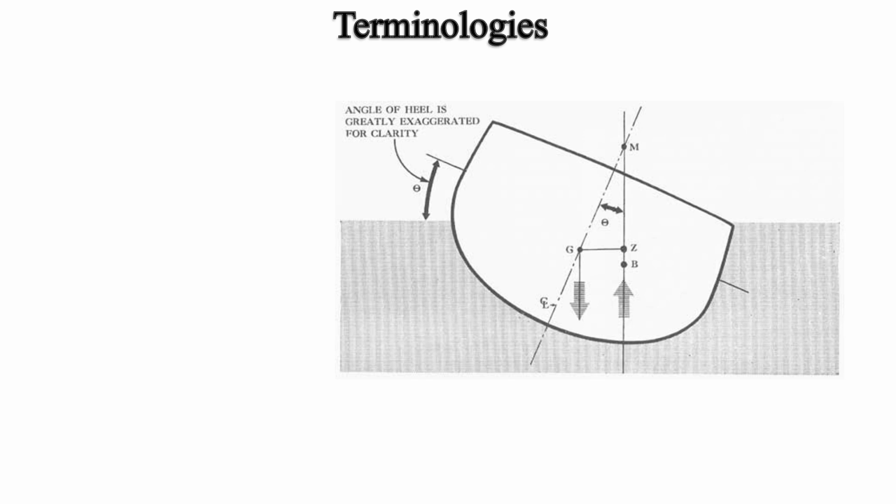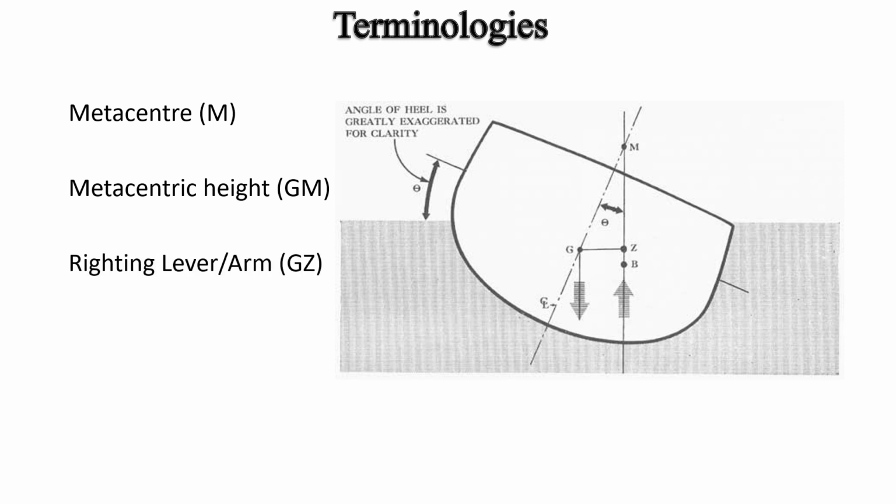As we work through these calculations, we will see how we can actually fix this effect. So we have the metacenter, we have the metacentric height, GM, we have the righting lever arm, which we call GZ, and we have the angle theta. All of these are expressed in this diagram.